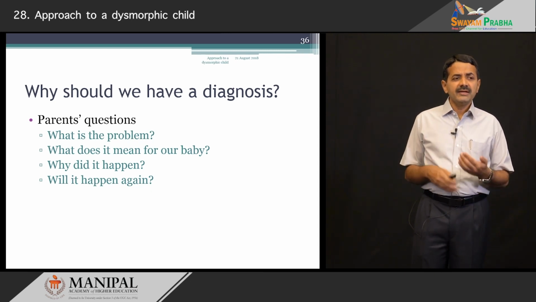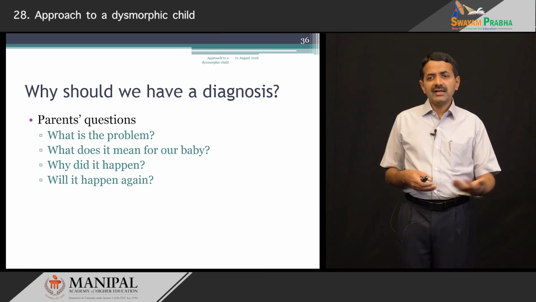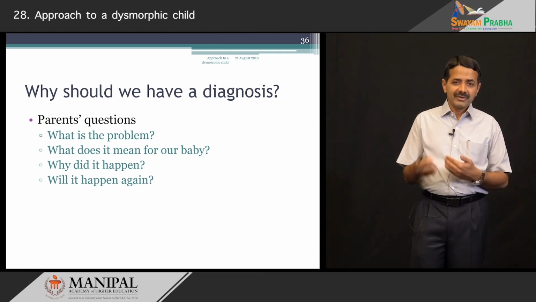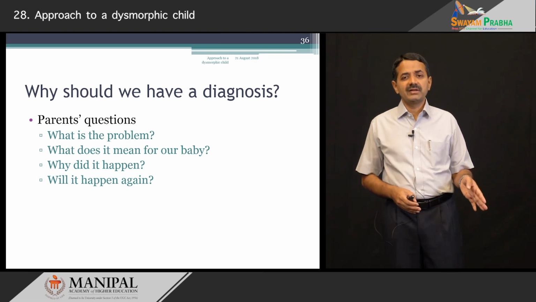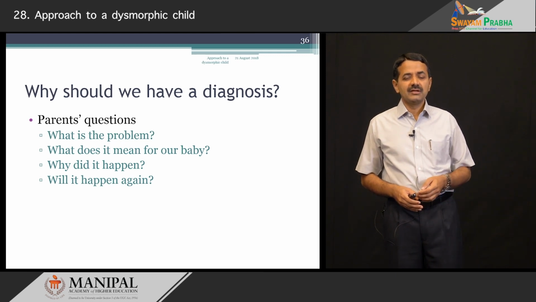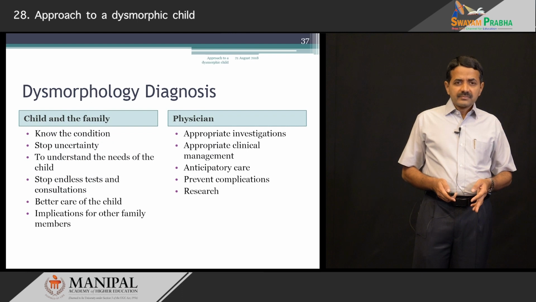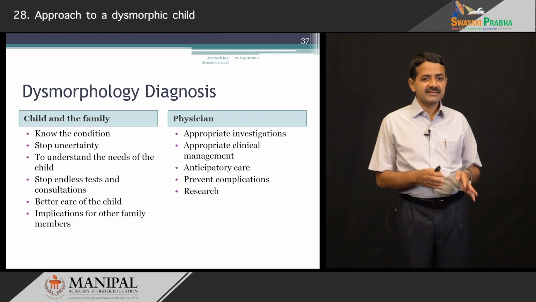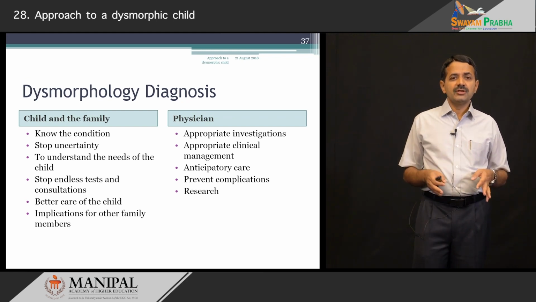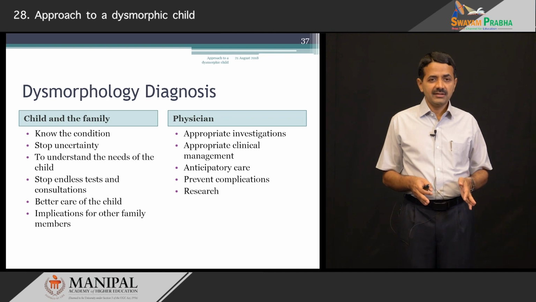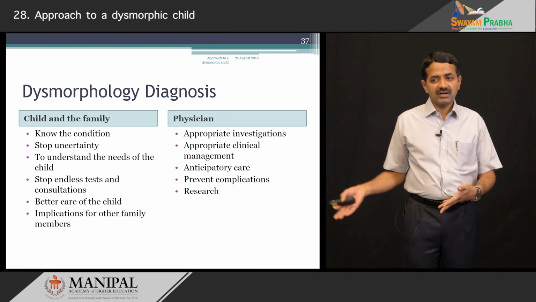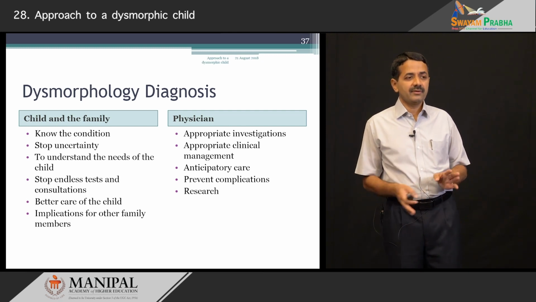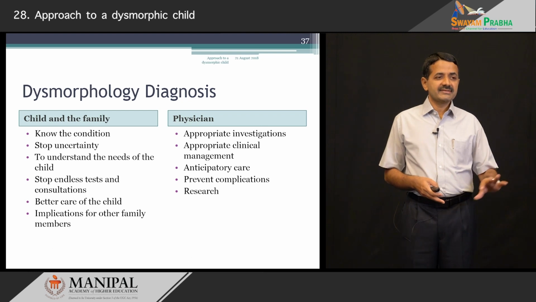So, it is important to tell what it is, what it means, what the ways to prevent complications are, and what anticipatory guidance can be given to improve the health of the child. Establishing a diagnosis for the family and the child is very crucial to know what the condition is, and to stop uncertainty and unnecessary doctor shopping. It ends the diagnostic odyssey if we have a correct reason why this has happened.